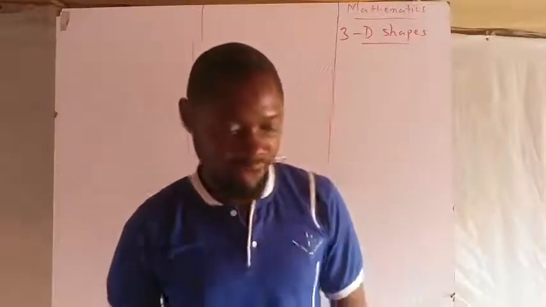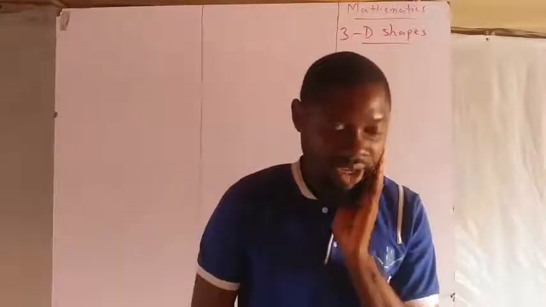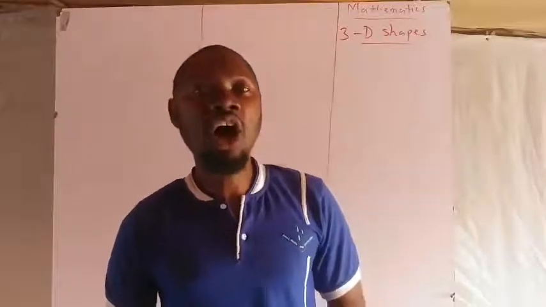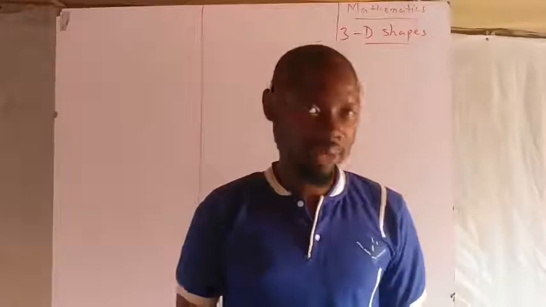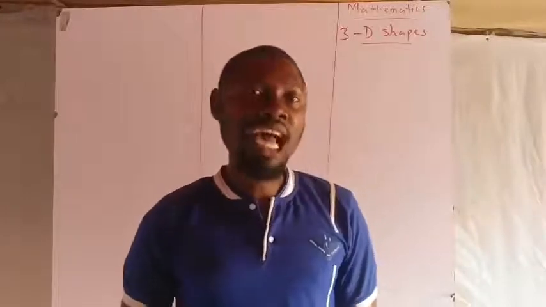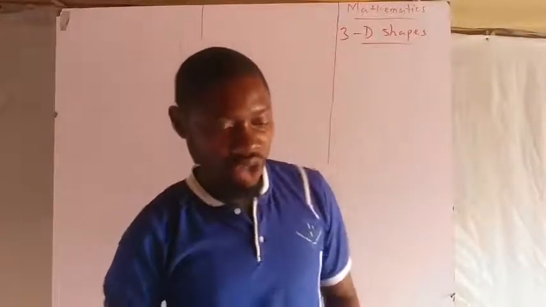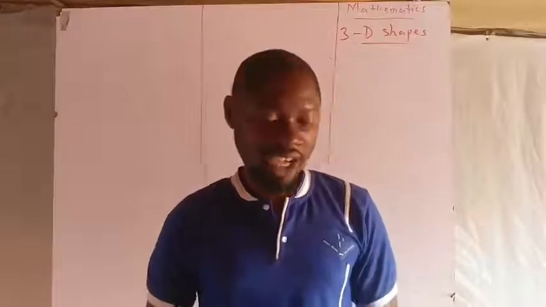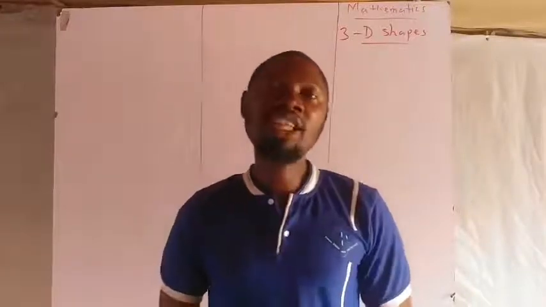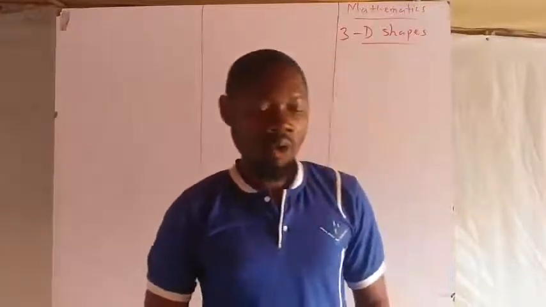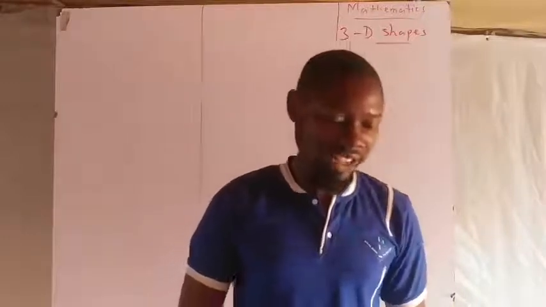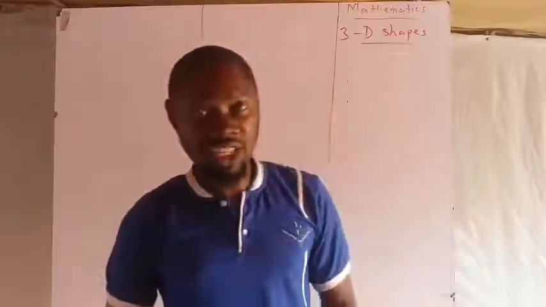3-dimensional shapes are also called solid shapes. A solid shape is any object which occupies space and which has a definite shape.